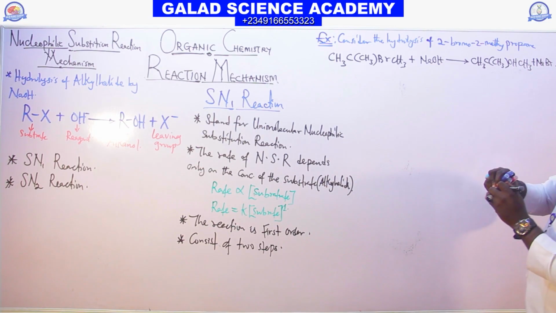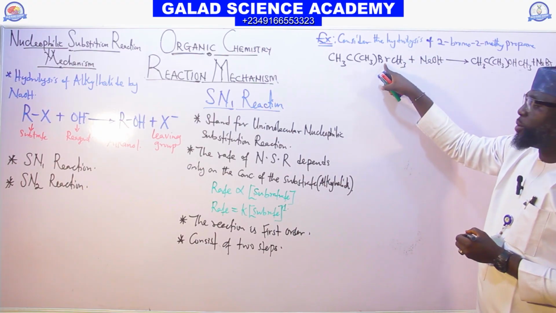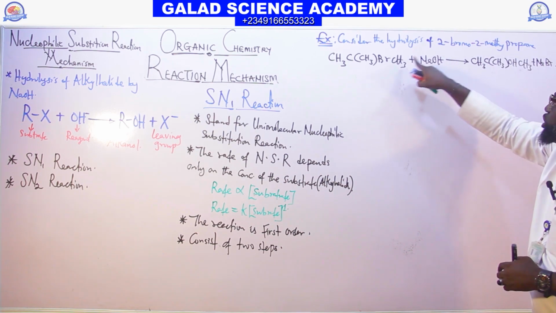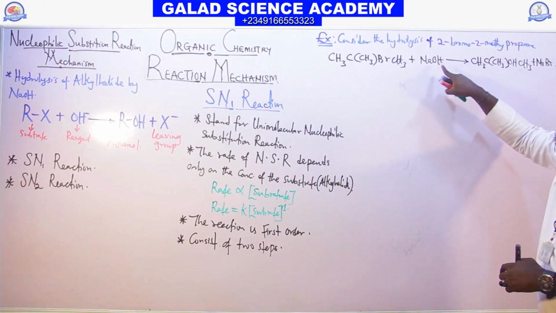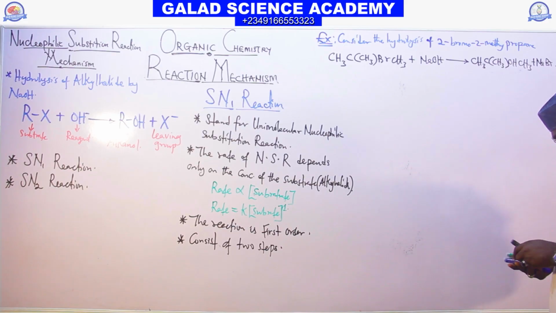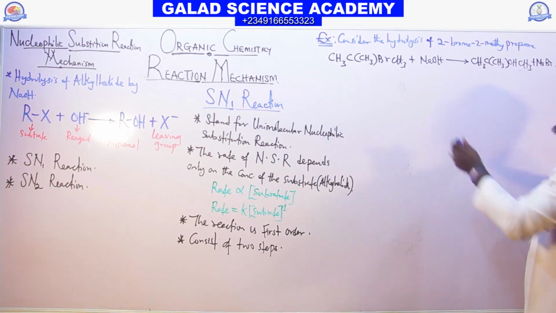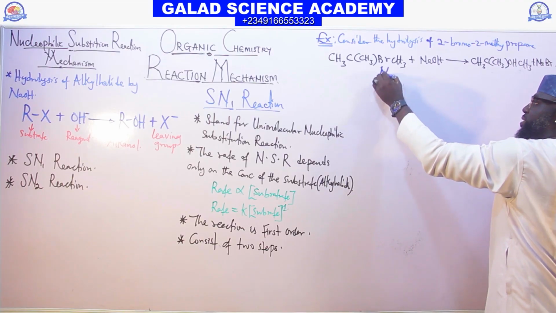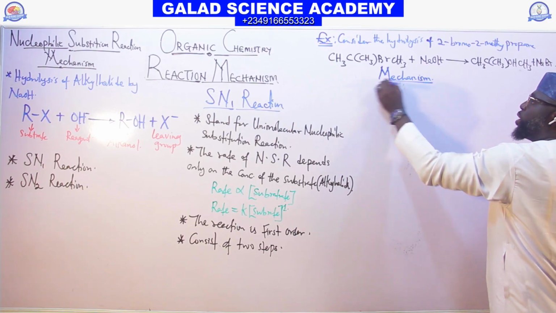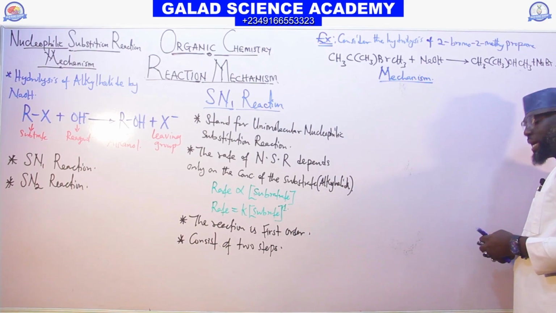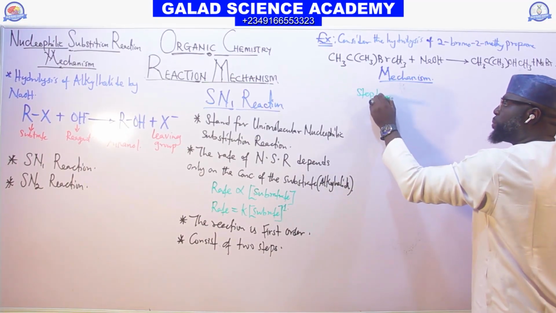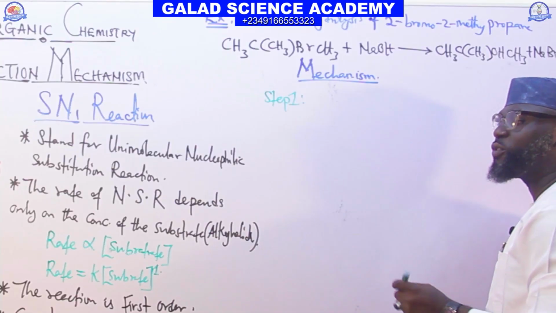This OH we have here replaces bromine here. That's why we call it a substitution reaction. The OH replaces bromine. If you are now asked what is the mechanism of this reaction? The mechanism of the reaction comprises two steps. The first one is Step 1: formation of carbocation.